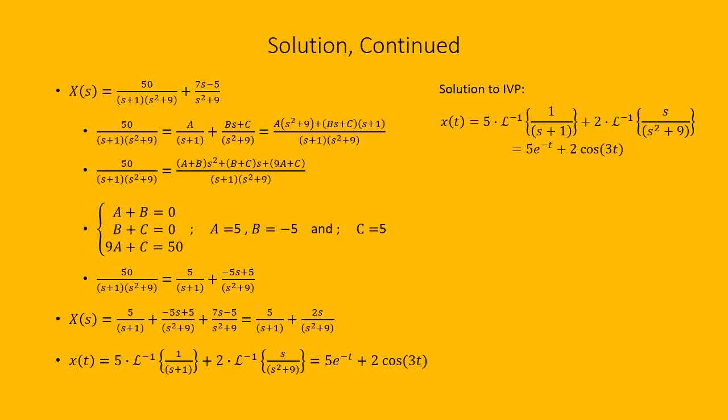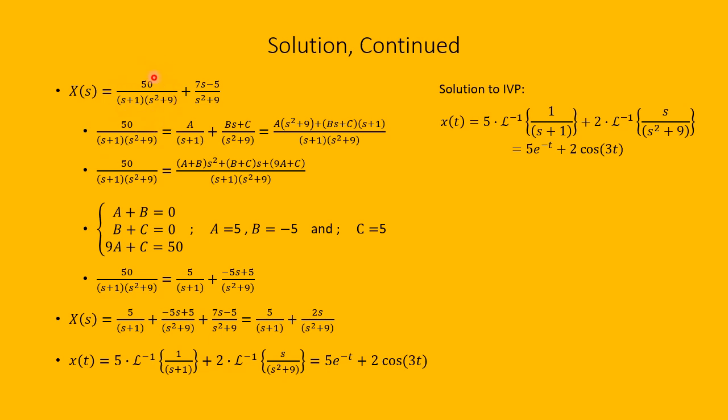Continuing our solution, so far we found that X of s, the Laplace transform of little x of t, is 50 over this denominator plus this fraction also. If we look at this first fraction, the denominator factors into a linear factor times an irreducible quadratic factor. That means that we can expand this fraction using the method of partial fractions into the sum of simpler fractions. And so that's what we'll look at next.